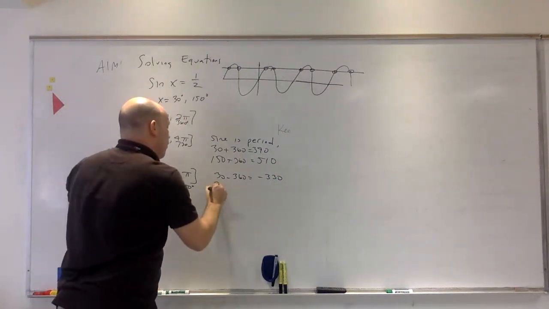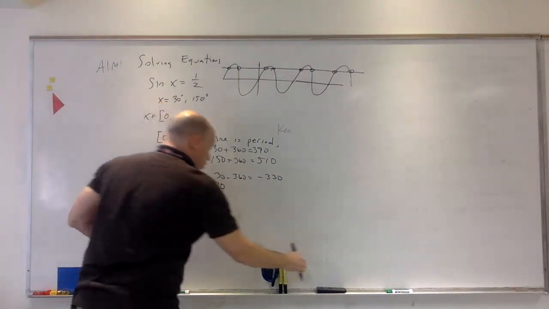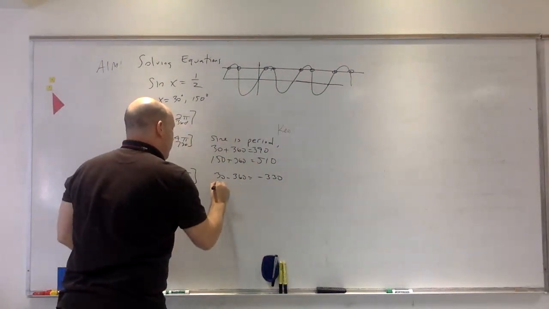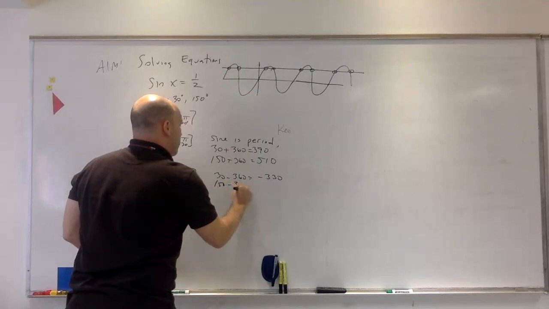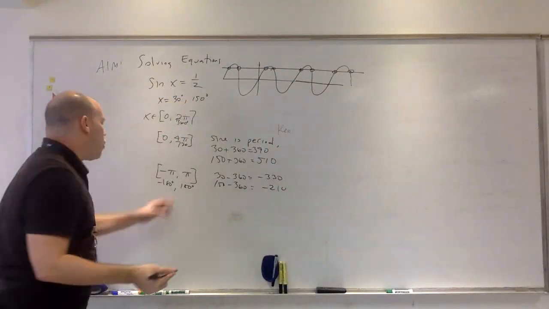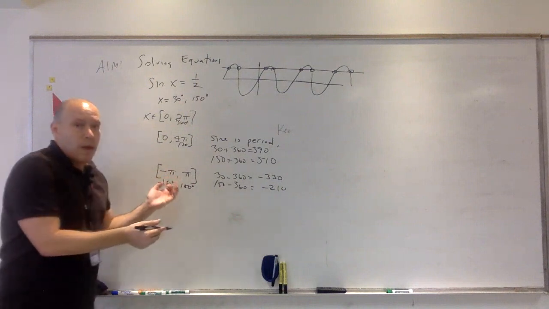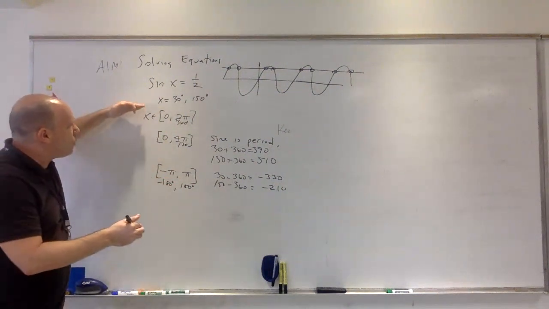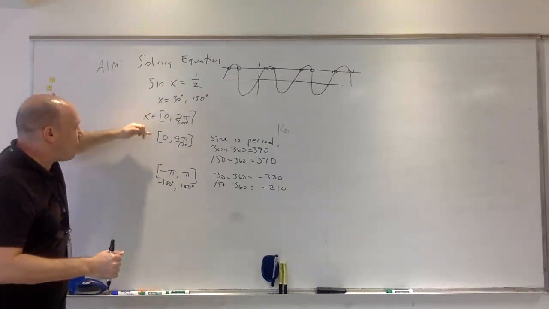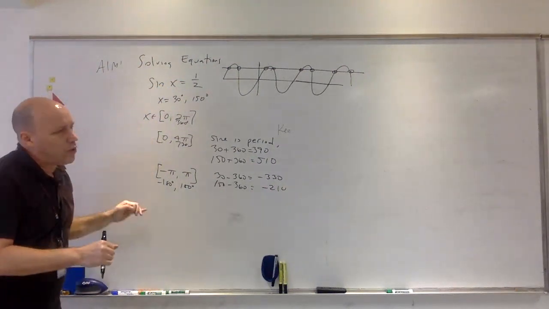And 150 minus 360 is negative 210. And there's no answer in this interval. And then that's the idea. Just once again, these are easy to solve. But the question is, does it fall within the expected interval? That's what you're interested in.